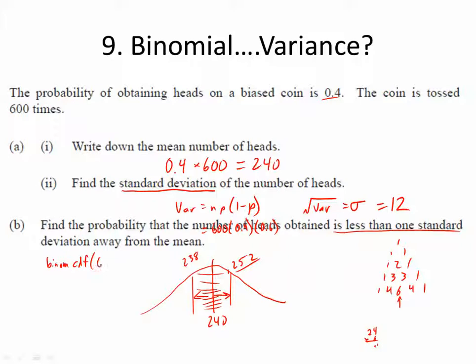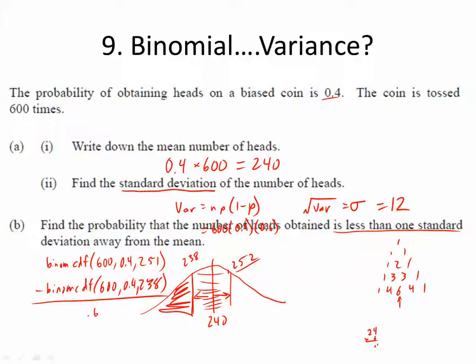Okay, so you've got 600 trials, 0.4, and then we'll put 251. That will give us the area from 251 down below. But we want to subtract off 238 down. Again, 238 needs to be in the section that we don't want. This time, however, we're going to go binomCDF, and this time I'm going to include the 238. The reason for this is that I want the 238 to be part of the area that I subtract off of my 251. If you subtract those, you should get the correct answer, which is about 0.66 something. I don't remember what it is, sorry, but you get the idea.